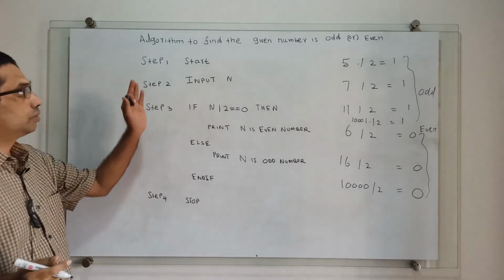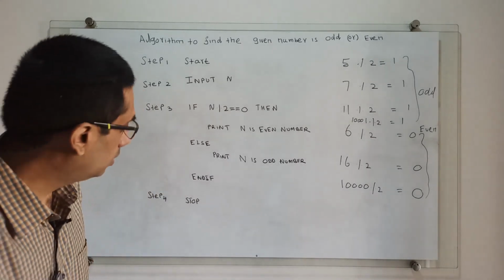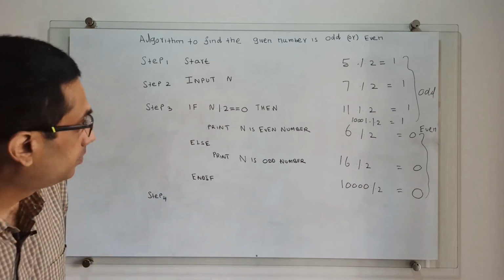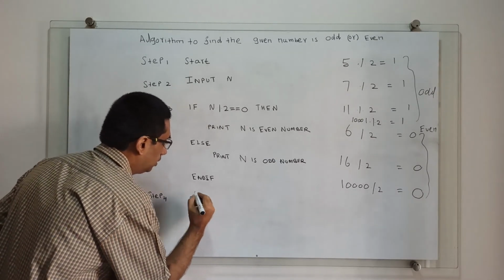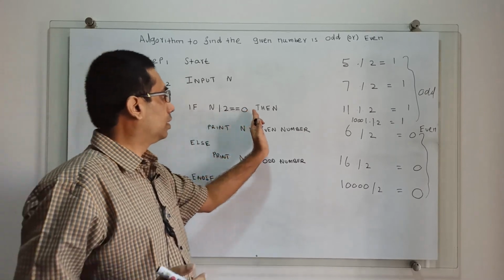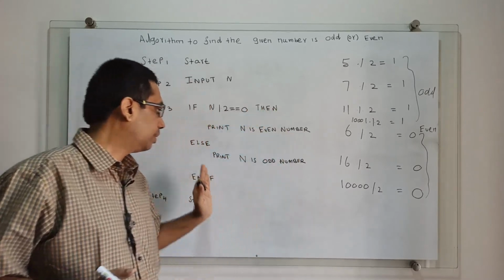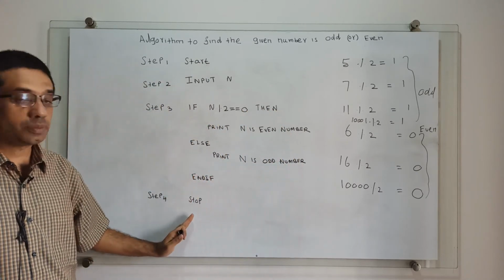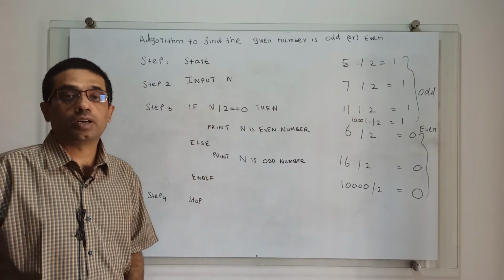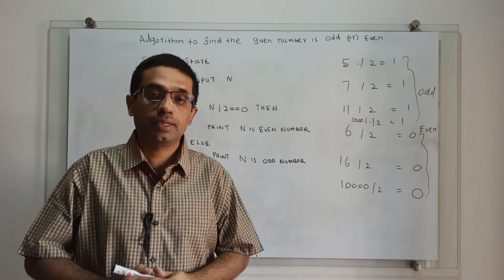So start, and we are getting input n. If n modulo 2 equals 0, then n is an even number, else n is an odd number. Then stop. So this is the algorithm to find whether the given number is odd or even.